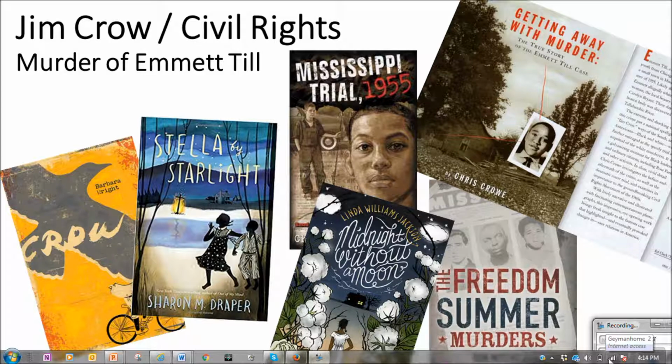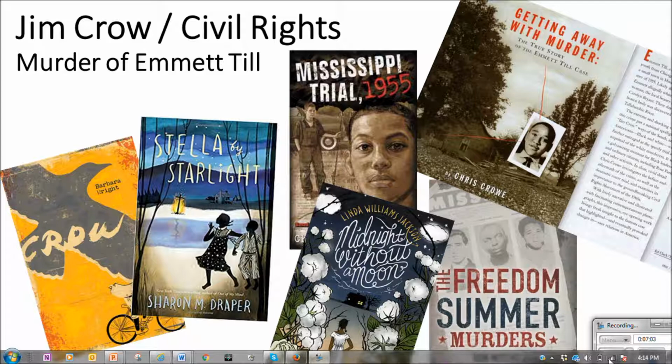Another text set concerns life under Jim Crow laws. These laws were designed to discriminate against and oppress African Americans in our country. Crow and Stella by Starlight both take place in the South and concern people trying to exercise their rights and people like the Ku Klux Klan opposing them.